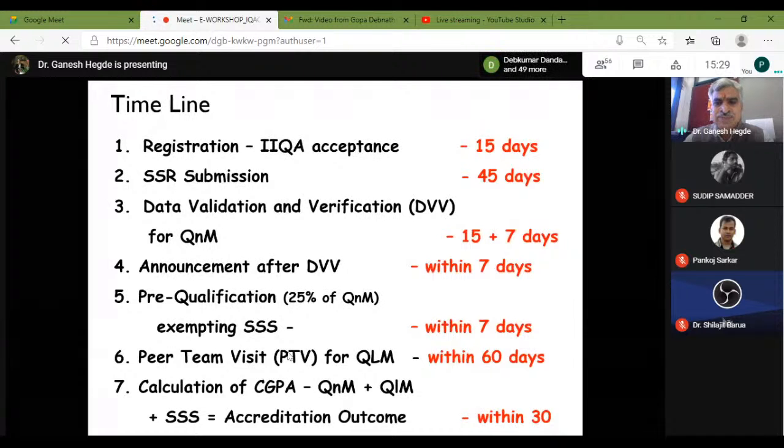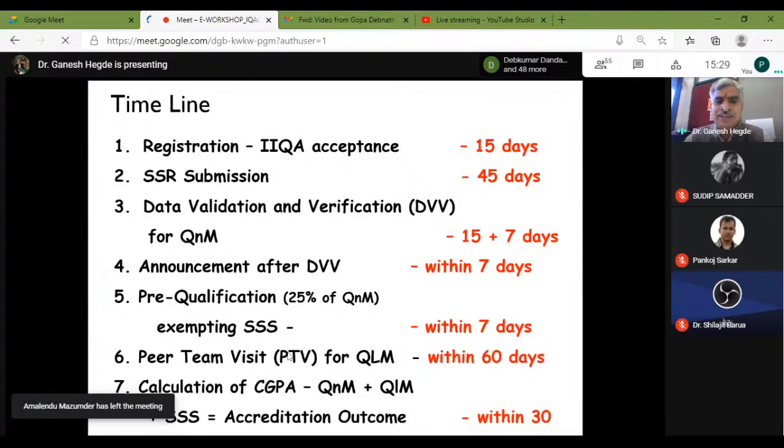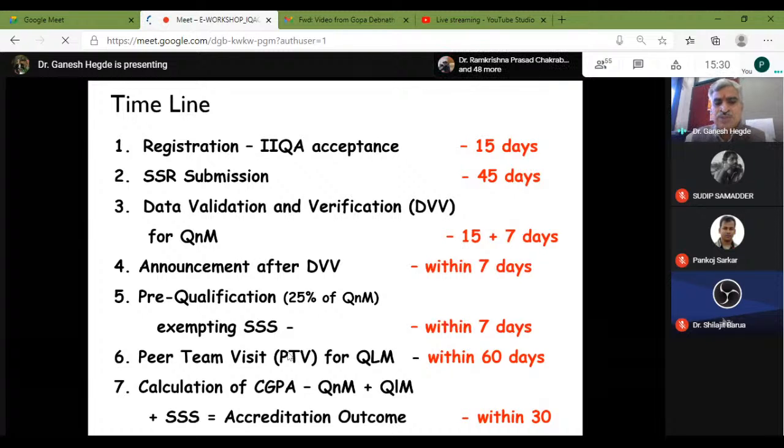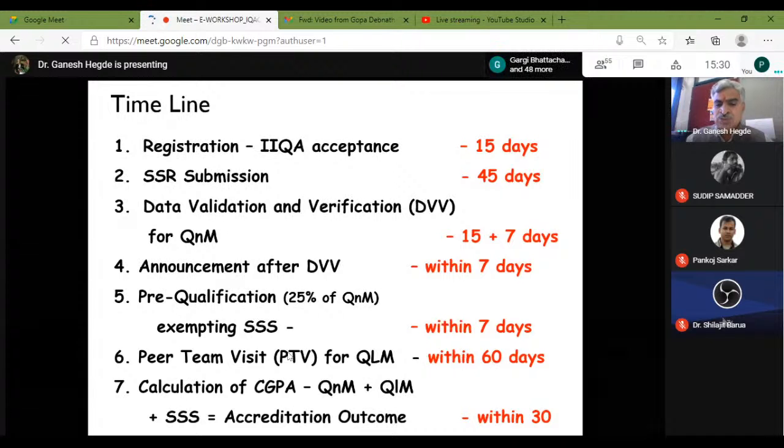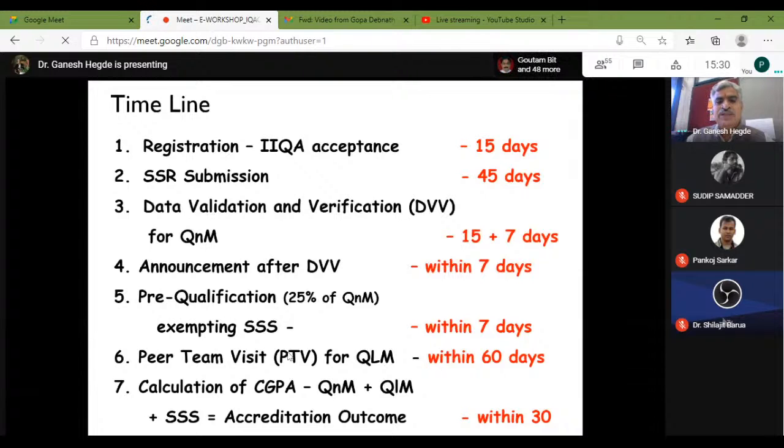When you go for accreditation, you have to work out the timeline. After the registration with the NAC, within 15 days it will be taken into decision. SSR submission will be 45 days. Data validation and verification will be 21 days. Announcement of the DVV will be within 7 days. Pre-qualification of the student satisfaction survey will be conducted within 7 days from the DVV. The on-site visit should be completed within 60 to a maximum of 90 days. And calculation of the CGPA and everything will be done within 30 days. So all together, the whole process of accreditation should be completed within 120 to 180 days maximum.